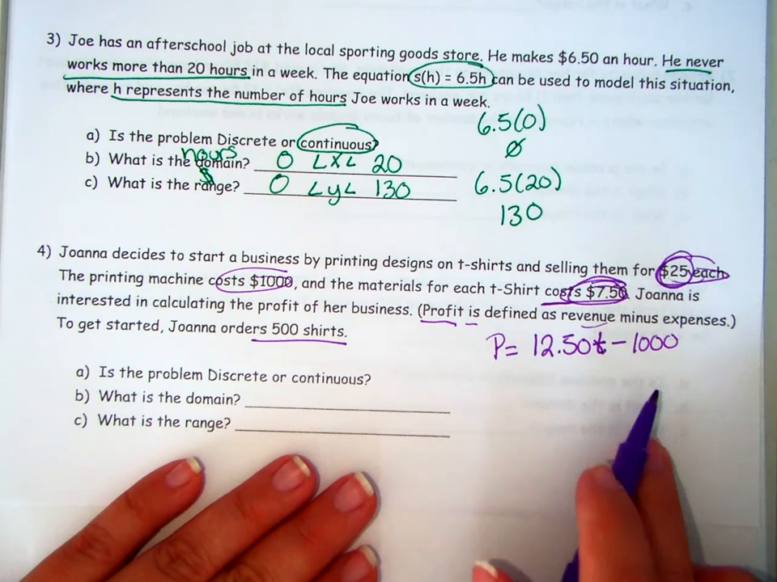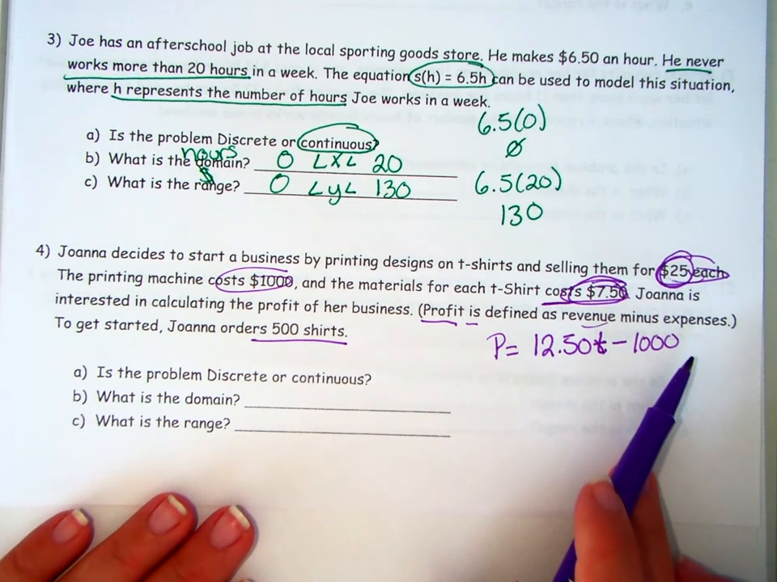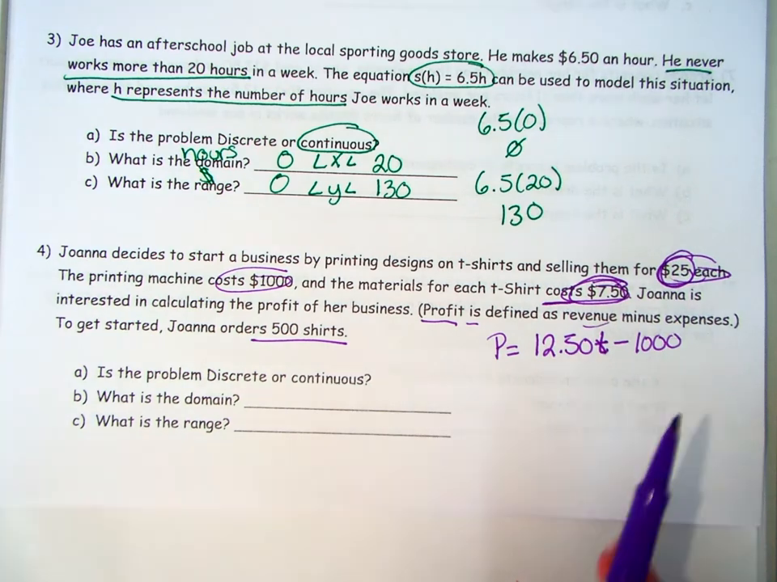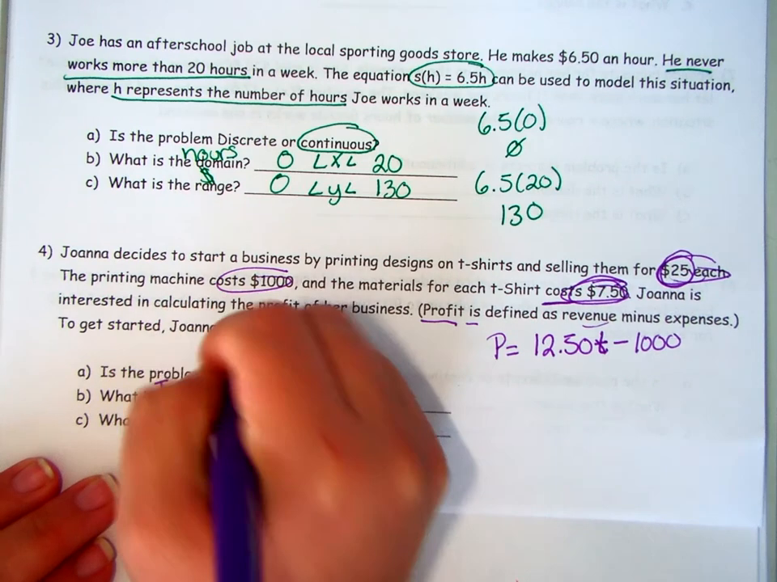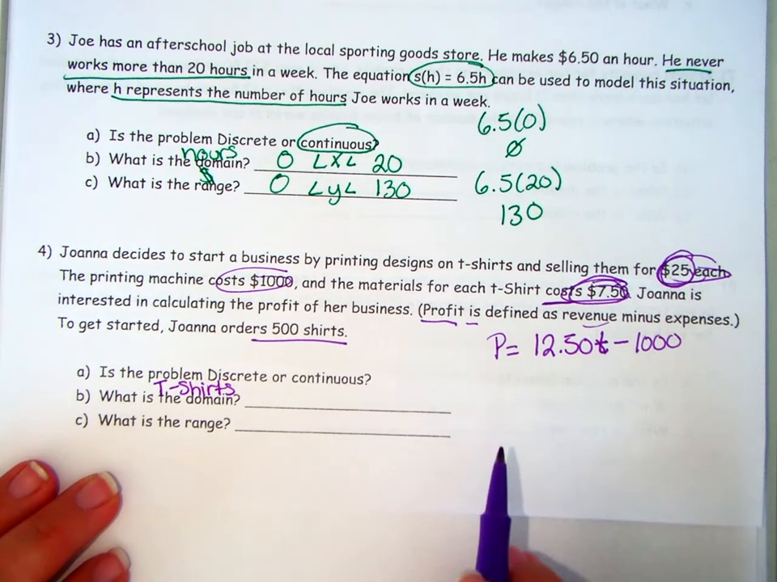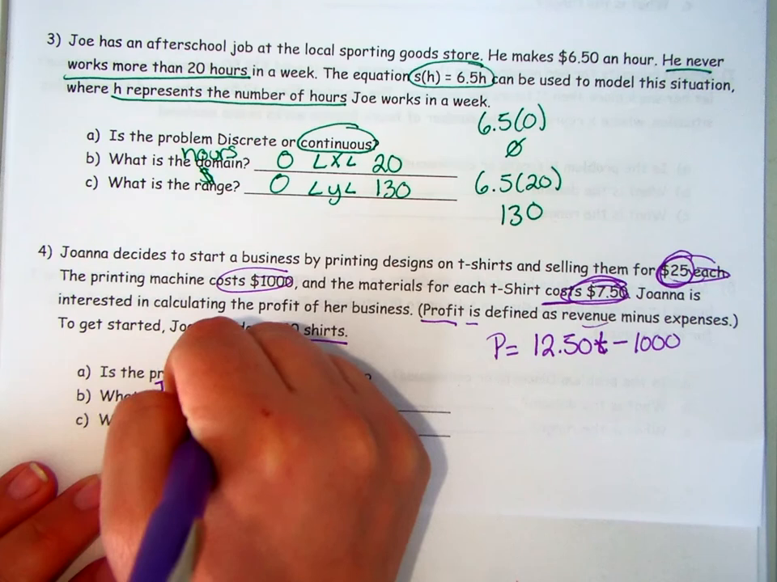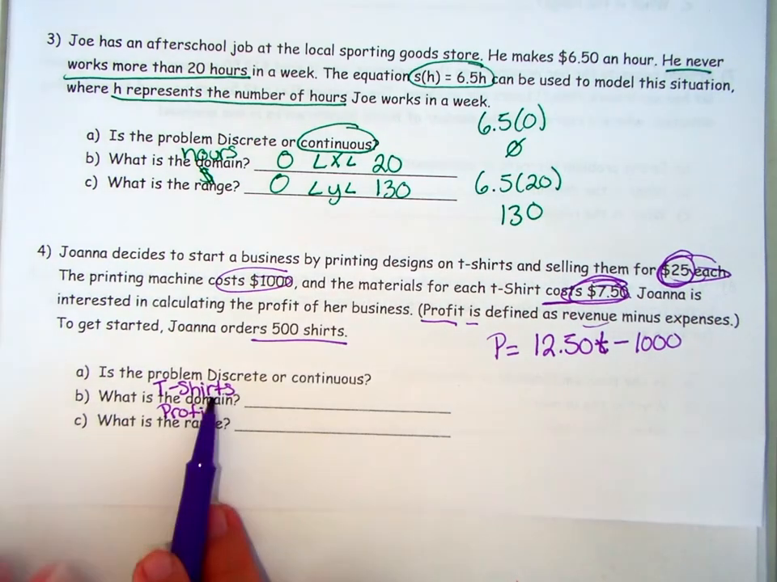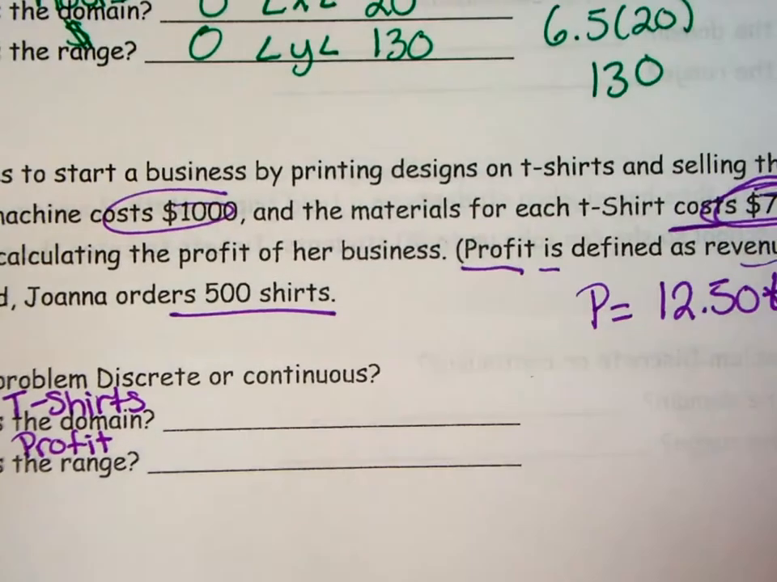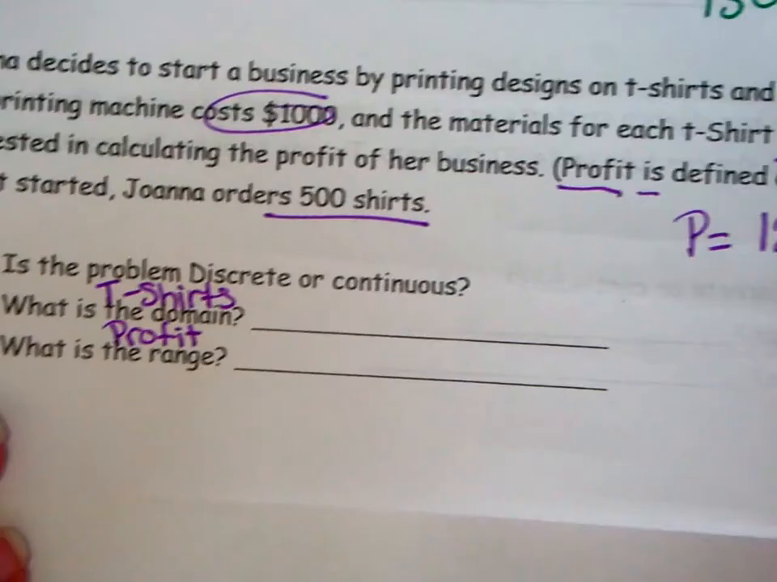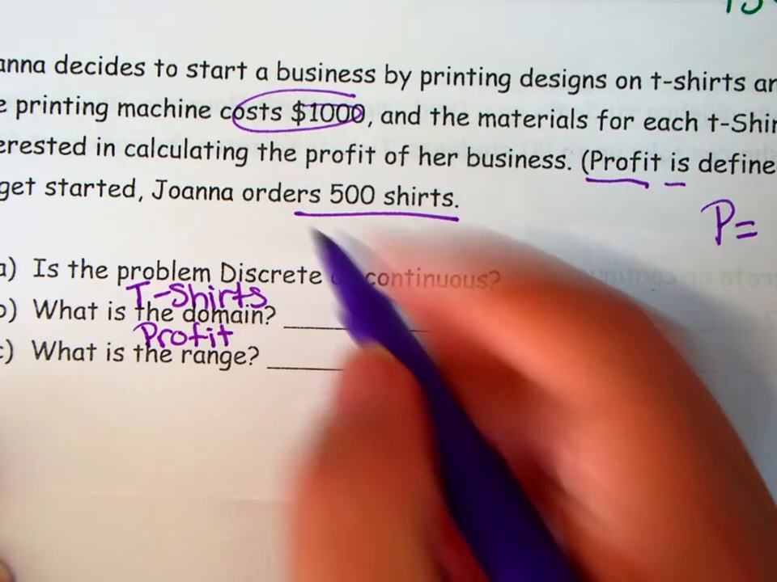So here's our equation. Which variable is on the inside? T, which stood for t-shirts. So that's our domain. Our range is P, which stood for profit. Now, our topic that we're focusing on is t-shirts. Can we sell half a t-shirt? No. So is this discrete or continuous? Discrete, good.